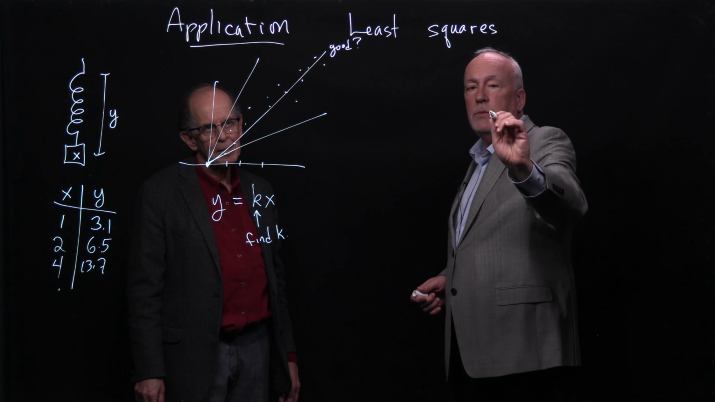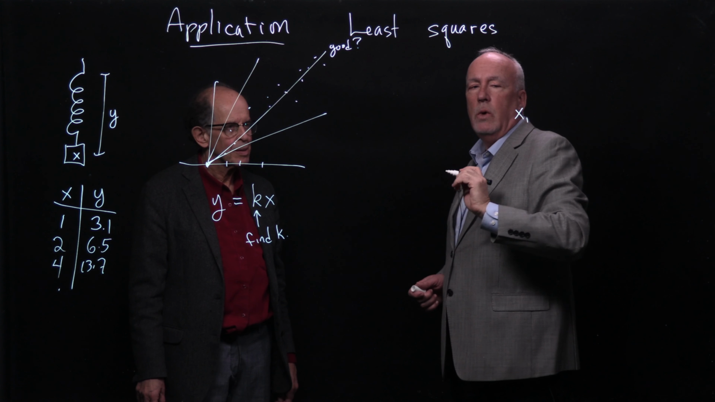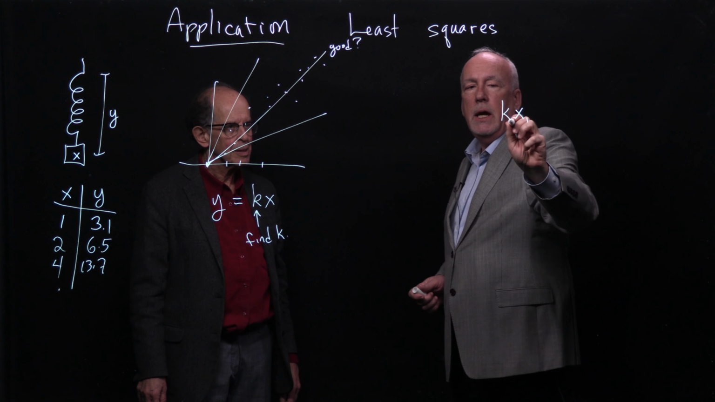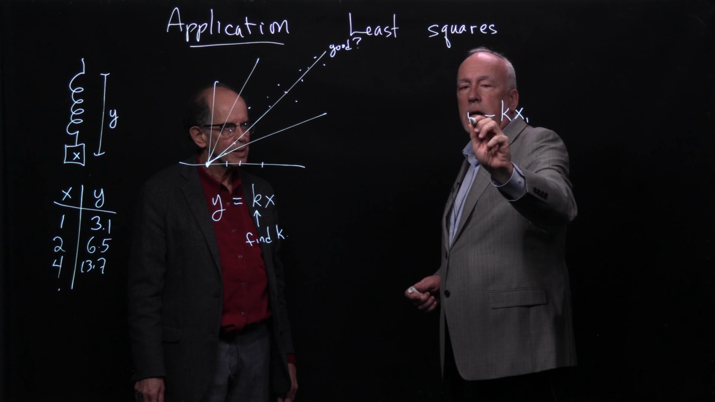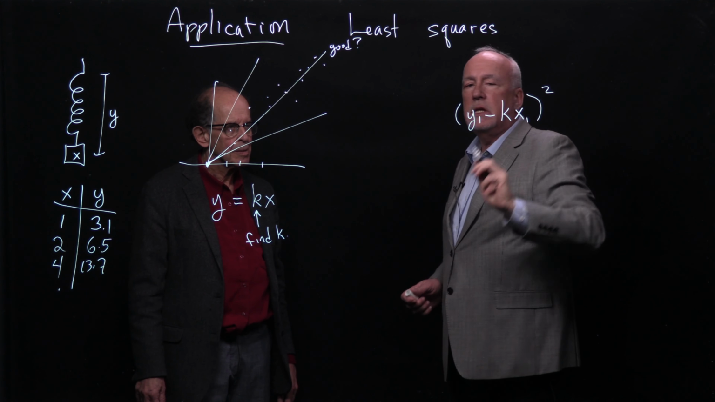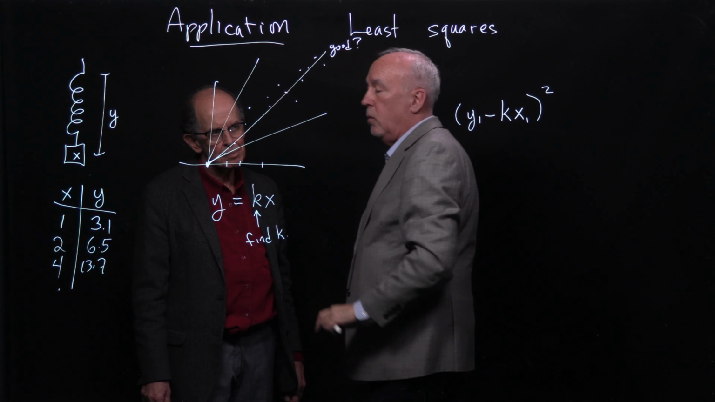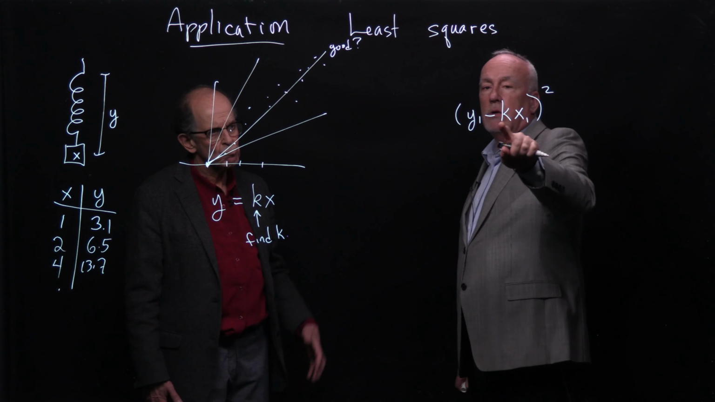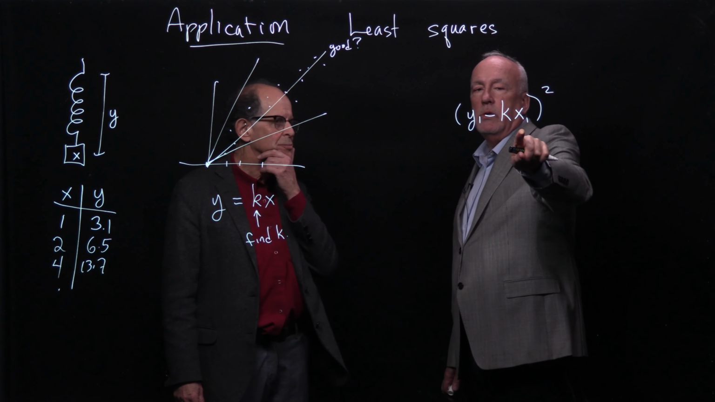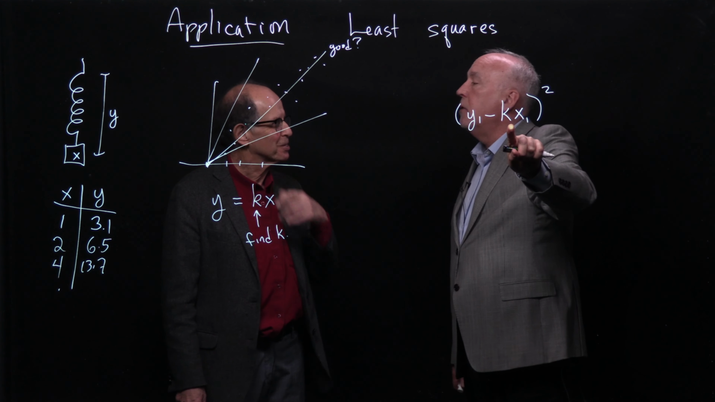So if I take some X, let's say x1, and I multiply it by k, and I subtract the measured y and square it, this gives me an estimate of how good or how bad k was in estimating this. Now, of course, I can make this 0 for one measurement by taking the right k. But then it won't fit all the others.